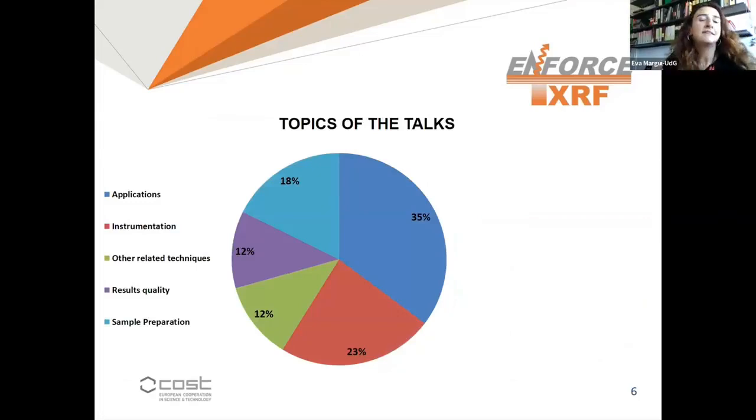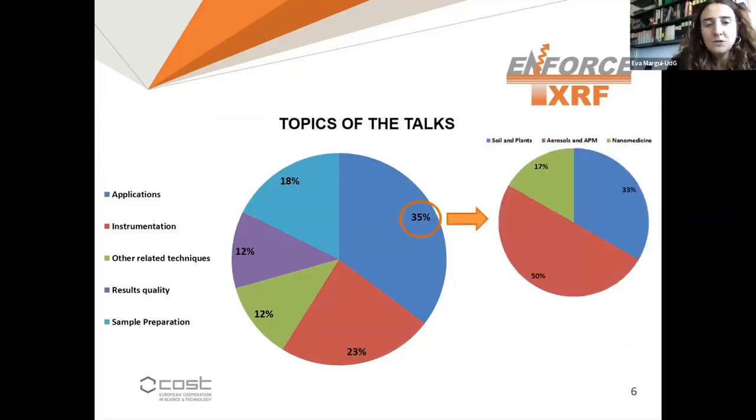Then here is a little bit of a summary of the topics of the talks. Most of them were focused on applications of TXRF. And as you can see here, one of the hot topics in this field is now the aerosols and air particulate matter topic.